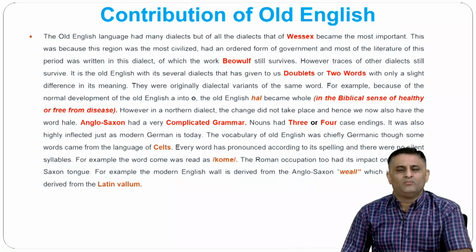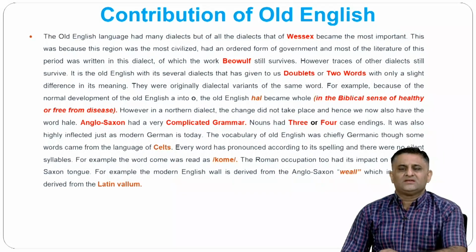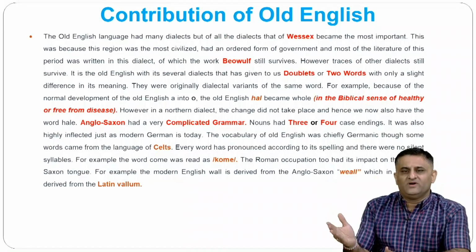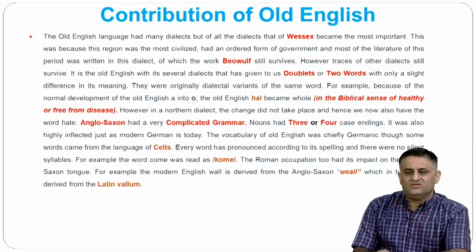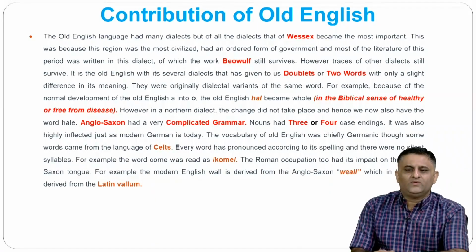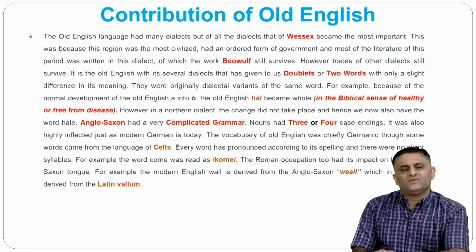Anglo-Saxon had a very complicated grammar. Nouns had 3 or 4 case endings. Dear students, case endings mean that at the end of the word, we will find some changes. It was also highly inflected, just as modern German is today. The vocabulary of Old English was chiefly Germanic, though some words came from the language of the Celts.